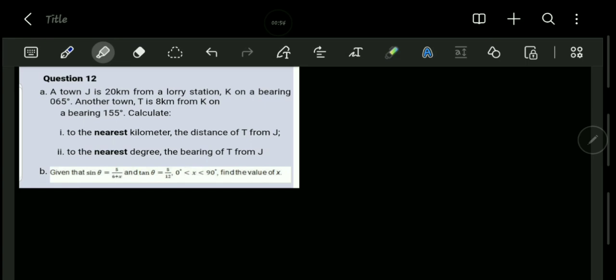Now, it is actually simple. The question has two parts, part A and part B, but we're going to first work on part A, and after that we'll work on part B. Now, it's important to note that this question is from a topic in mathematics known as bearing.